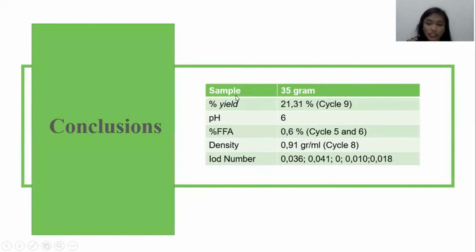The conclusion in this research: the percent yield in the sample of 35 gram in 9 circles is 21.31%. The pH is 6. The free fatty acid is 0.6% in circles 5 and 6. The density is 0.91 gram per milliliter in circle 8. The iodine number is like this result.